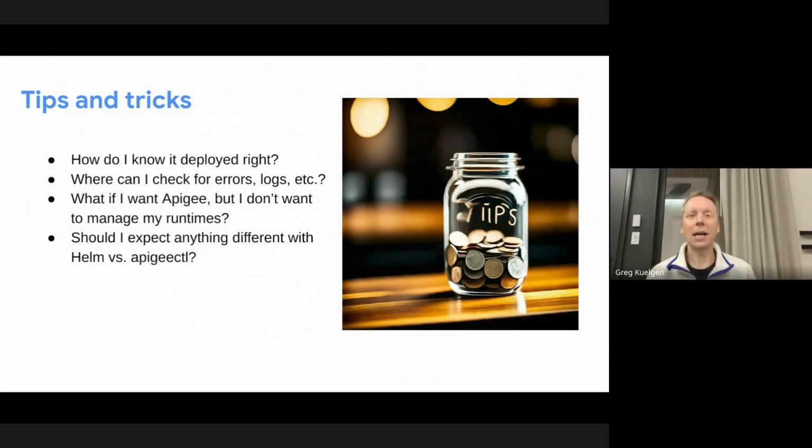Awesome. And then last question for you. So I've already installed Apigee Hybrid, and I've used apigeectl. I'm familiar with that kind of method of installing. What's different? What should I expect? Is there anything different here with Helm?